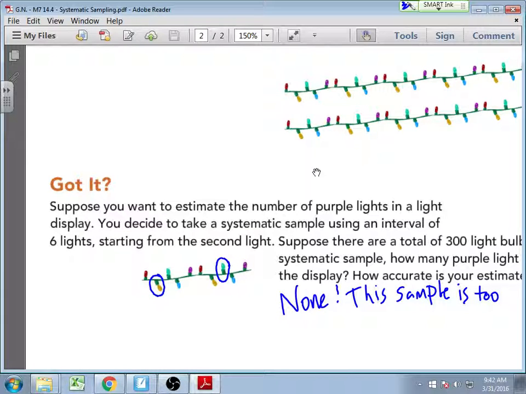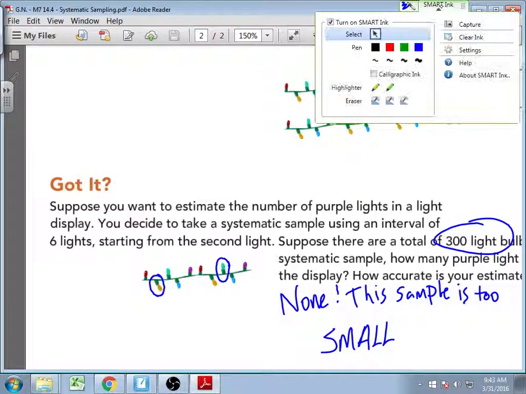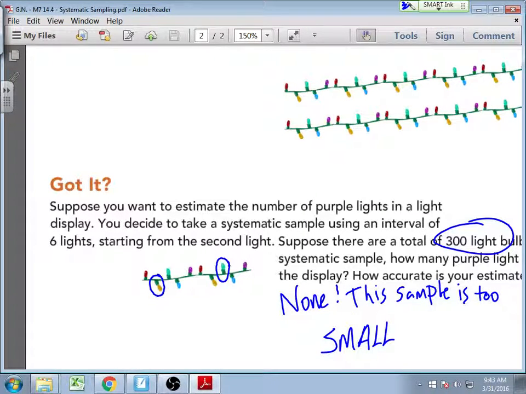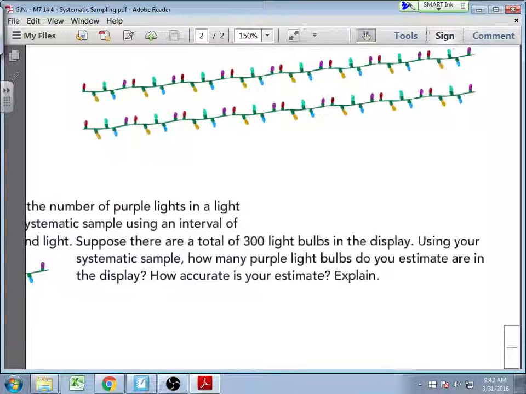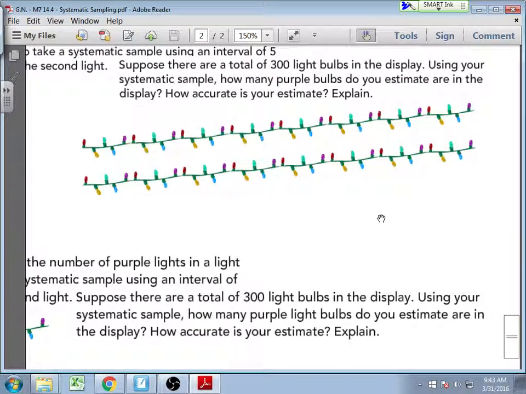Notice that Ethan said the population's too small. If I only look at that little bitty strand, that's not the whole population. That's part of it. I'm told there's 300 lights in the population, but I'm not looking at all of them. So if we back ourselves up and look at the whole strand, let's check this out. Start with the second light. You don't have to do this, just watch what happens.